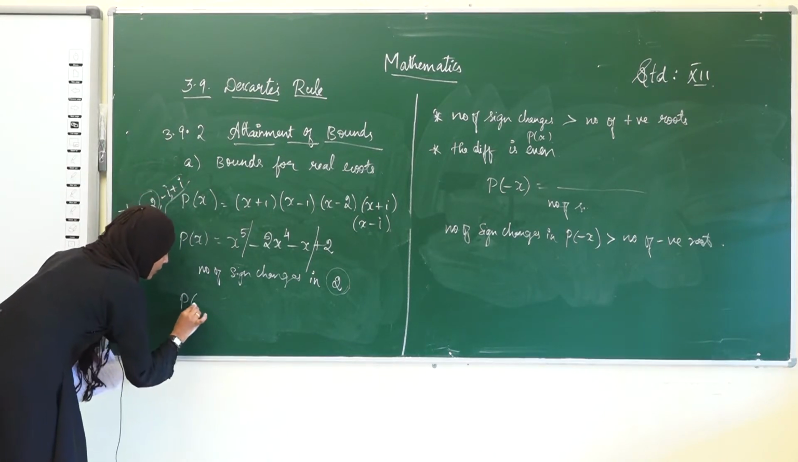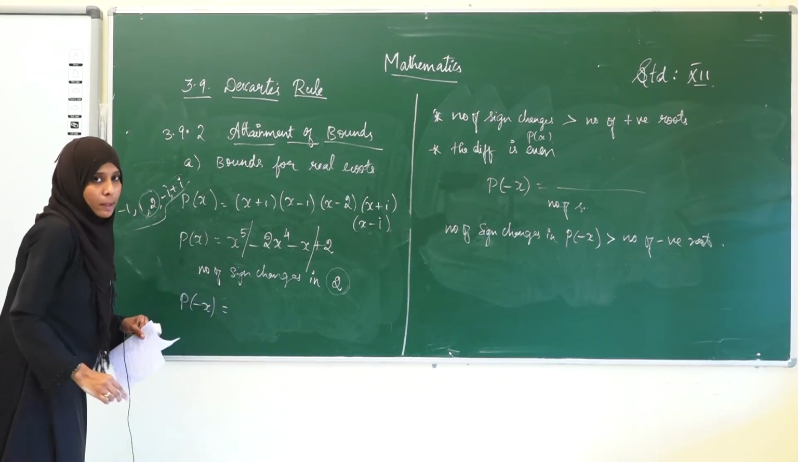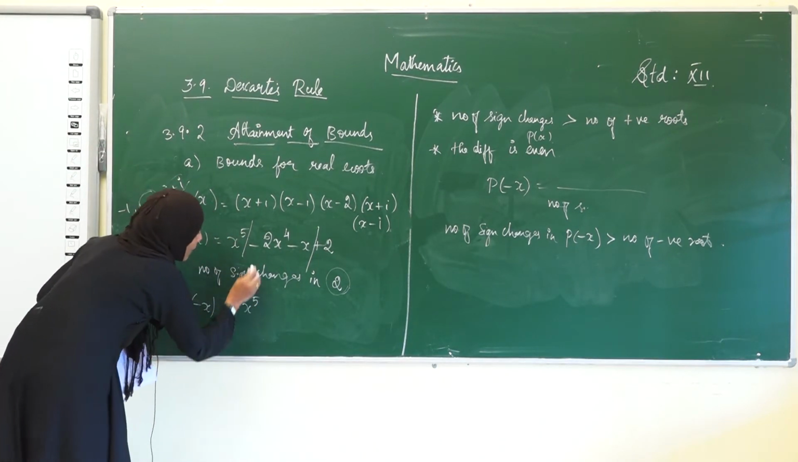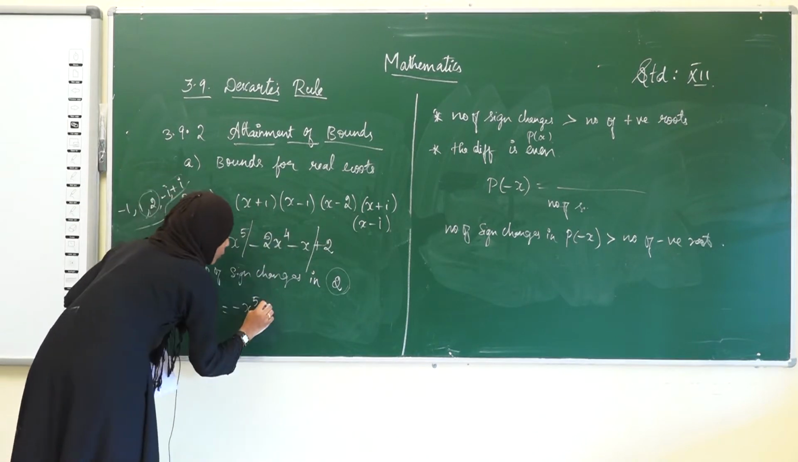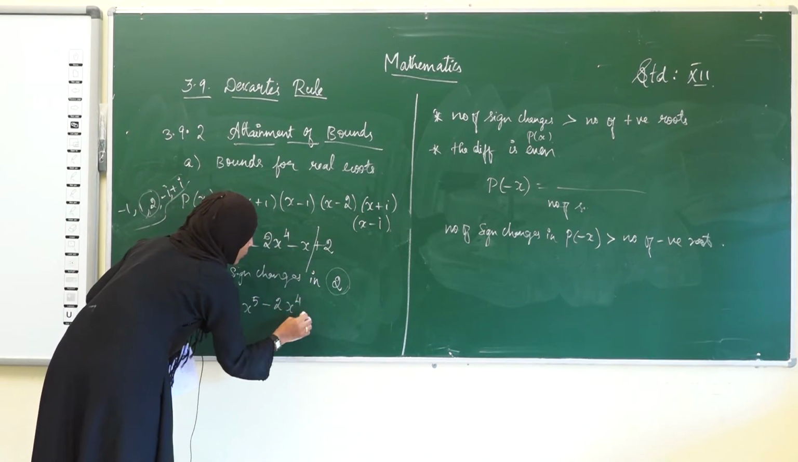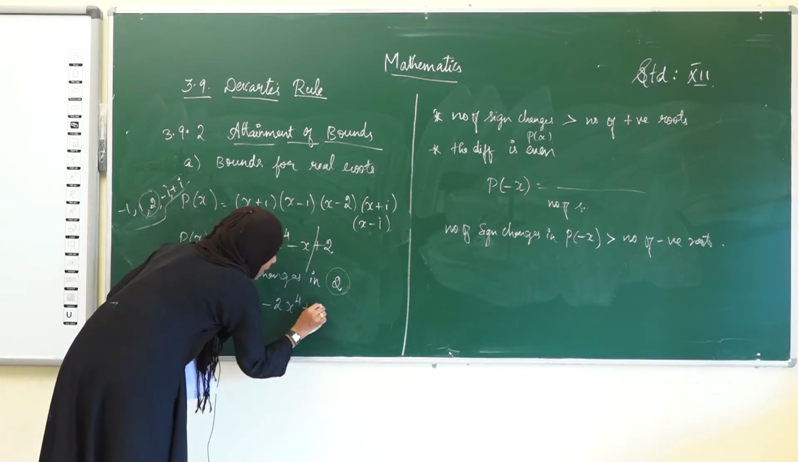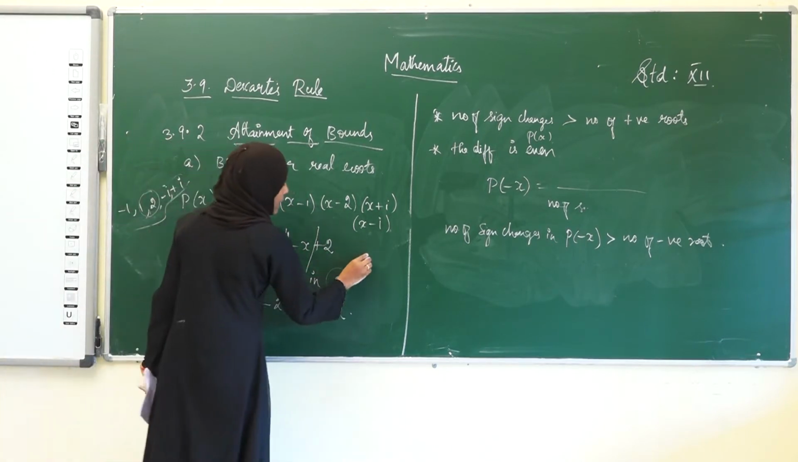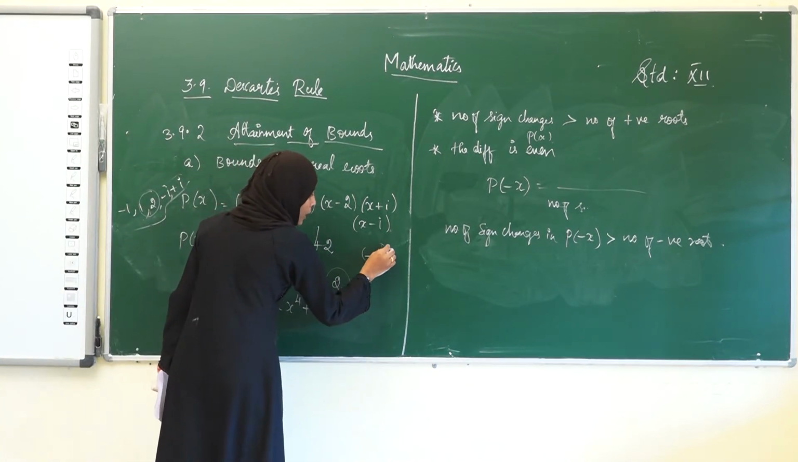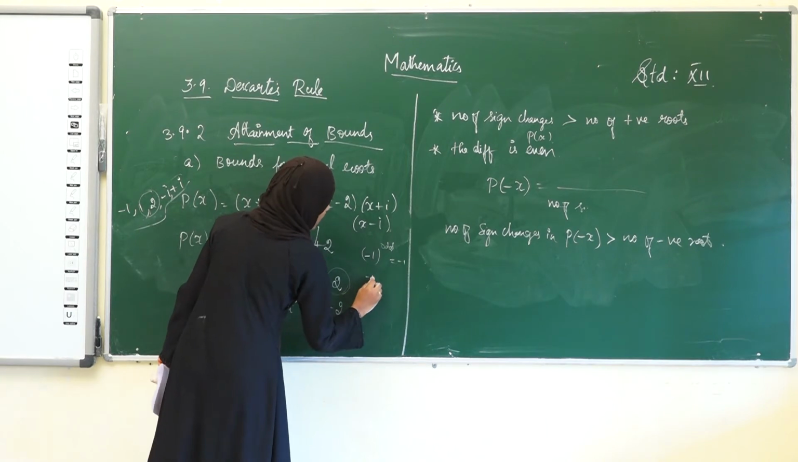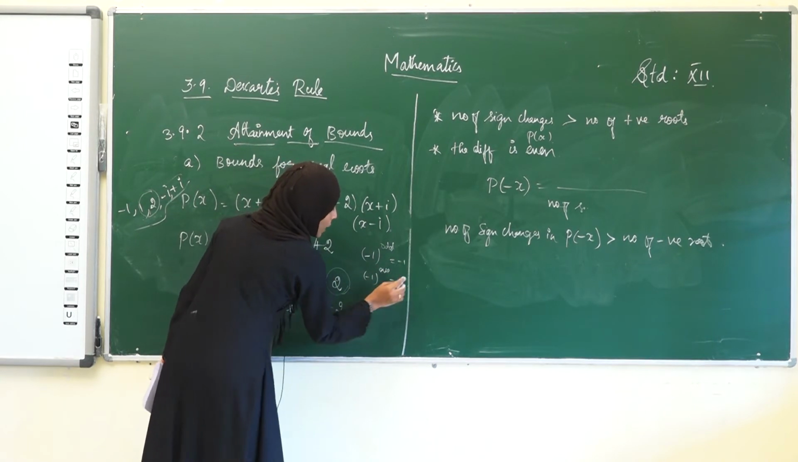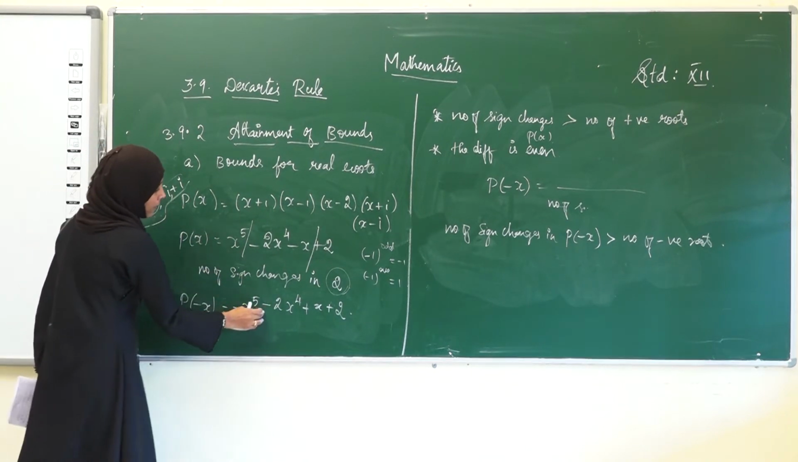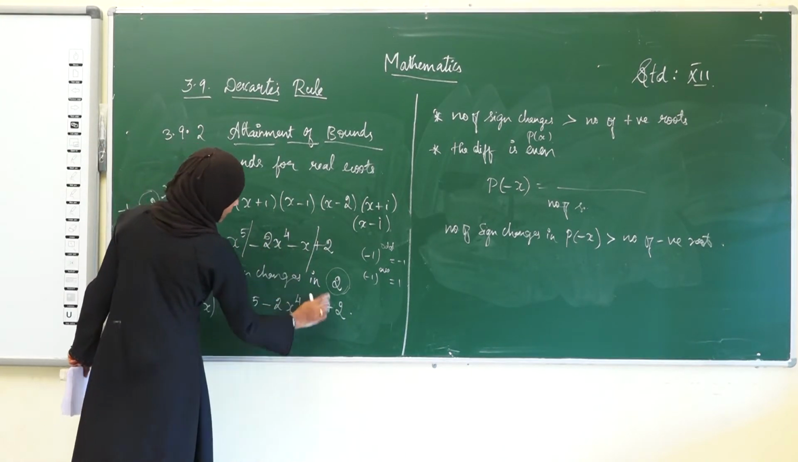See, for negative roots what we have to do is find p of minus x. So, minus x power 5 is minus x power 5, minus 2 into minus x power 4 is minus 2 into x power 4, minus of minus x is plus x, plus 2. Okay, we already know that minus 1 to the power of odd terms gives minus 1, and minus 1 to the power of even terms gives 1 alone. On applying this we get minus x power 5 minus 2 x power 4 plus x plus 2.